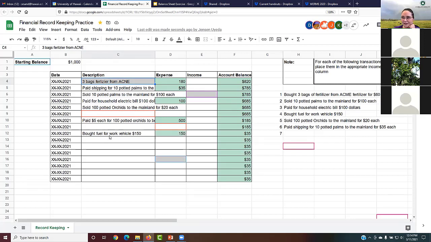And it looks like they're all in there now. Okay. All right. So all 7 of them are in there. For the paid for shipping, so 3 bags of fertilizer for Acme, you got that one right. That was good. 3 bags of fertilizer for Acme comes to a total of $180, giving us a current account balance of $820.